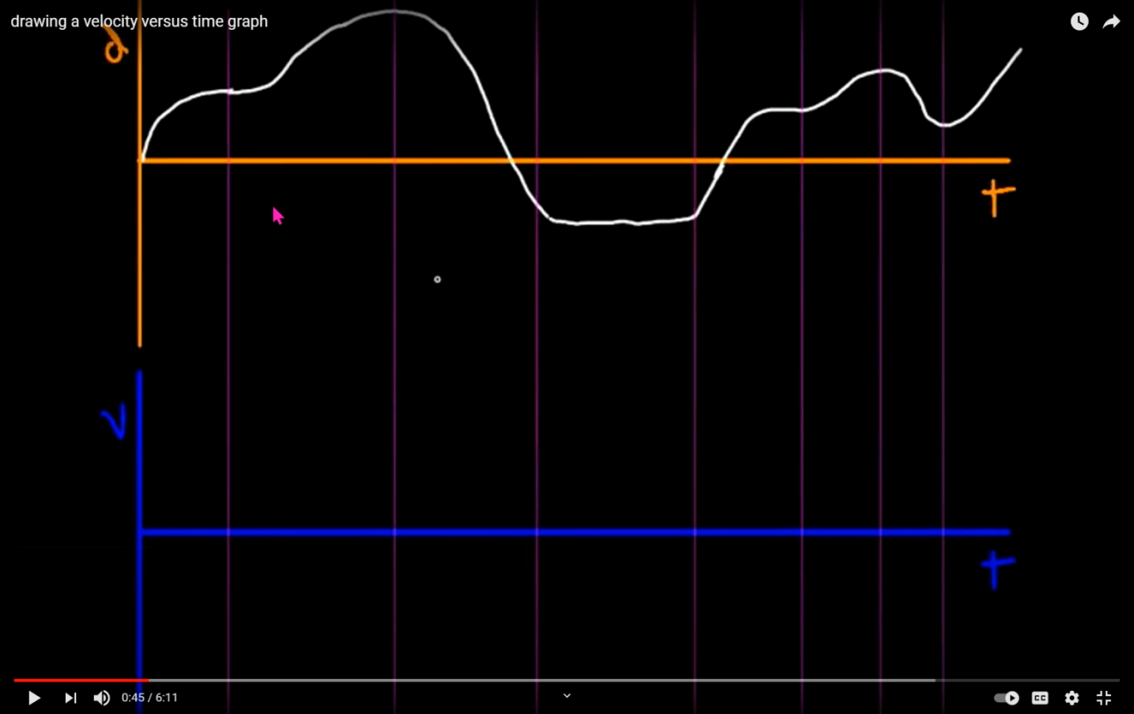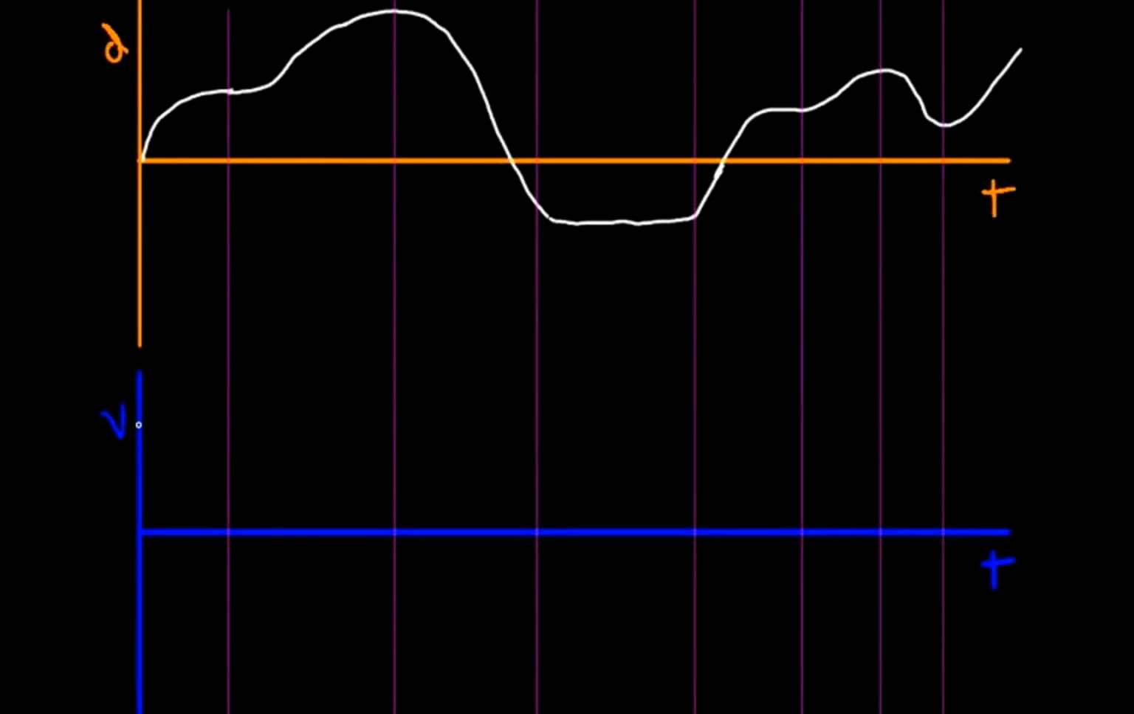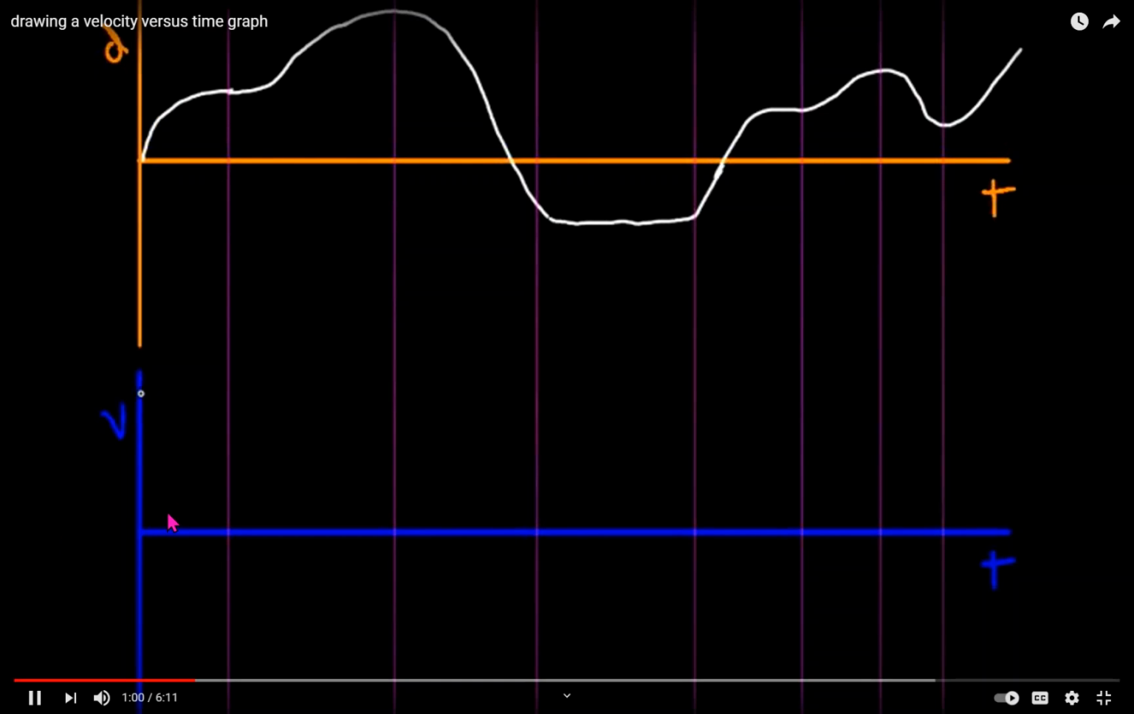So what he has done is he's split up the graph into the different sections, and he's going to be talking about this section right here, this section here. So remember, we're graphing down here the slope of this graph. So at the beginning, this starts out pretty steep. So for our velocity, we can start at a pretty high velocity, maybe around here somewhere.